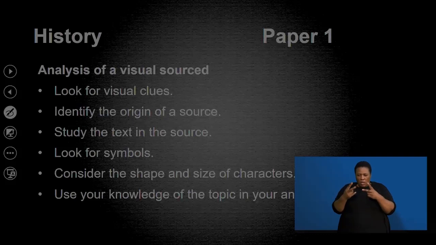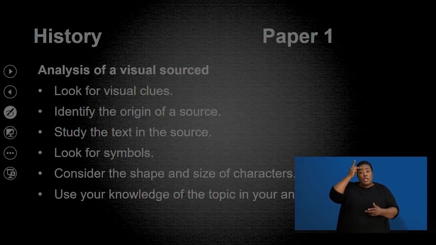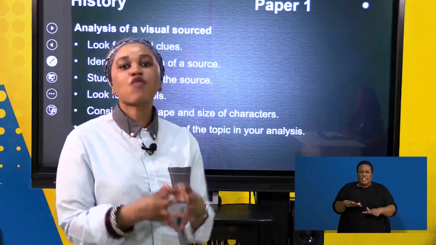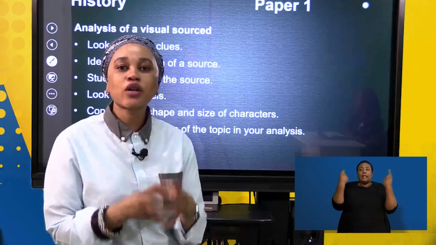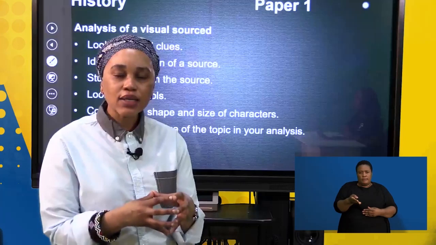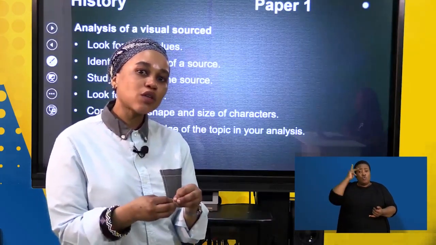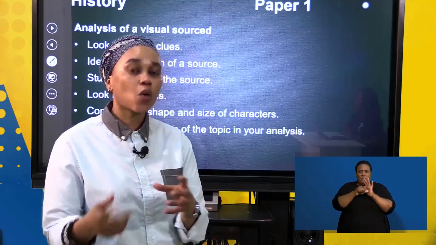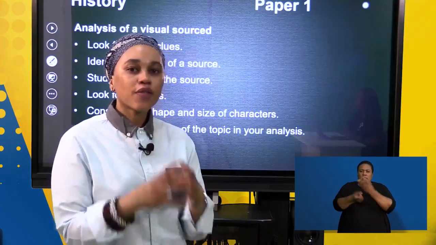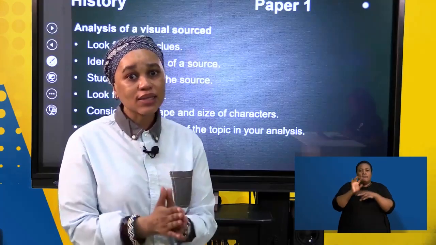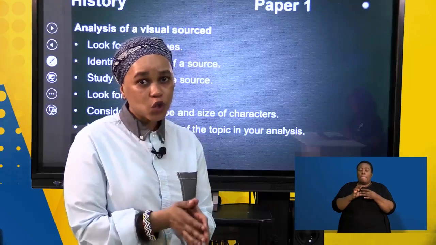You need to use your knowledge of the topic in your analysis. If you look at all these things that I've discussed, you will see that they don't tell you everything about the event. They are just clues to the event. That is where your own knowledge comes in. It's very important for you to make sense of what was going on based on the visual clues that you see there. I hope that helps you understand how to analyze a visual source.